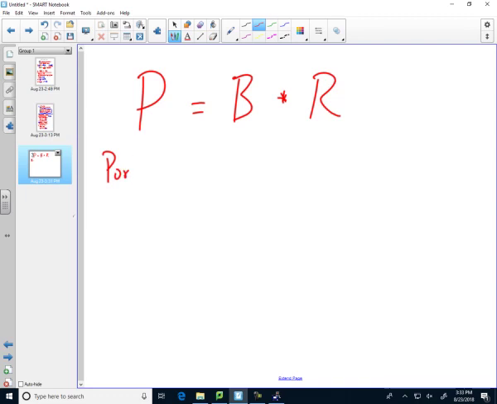So the book talks about a portion being the base times some rate. Now the reason I like this is PBR.